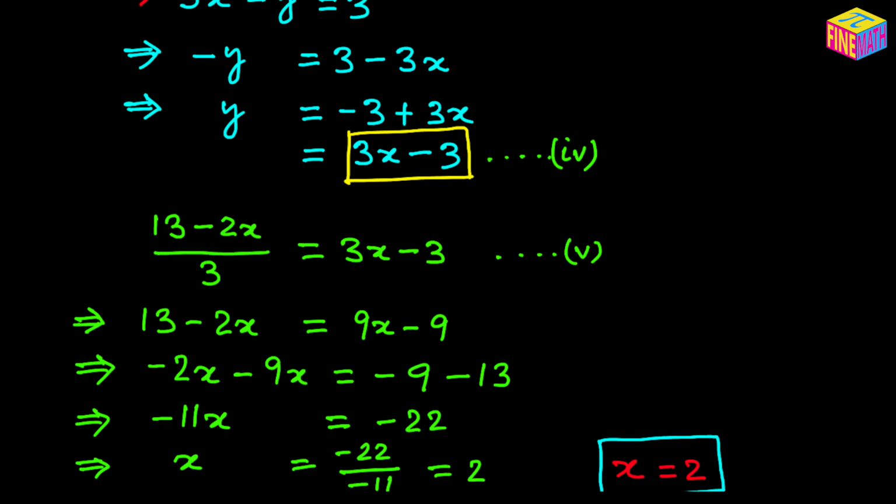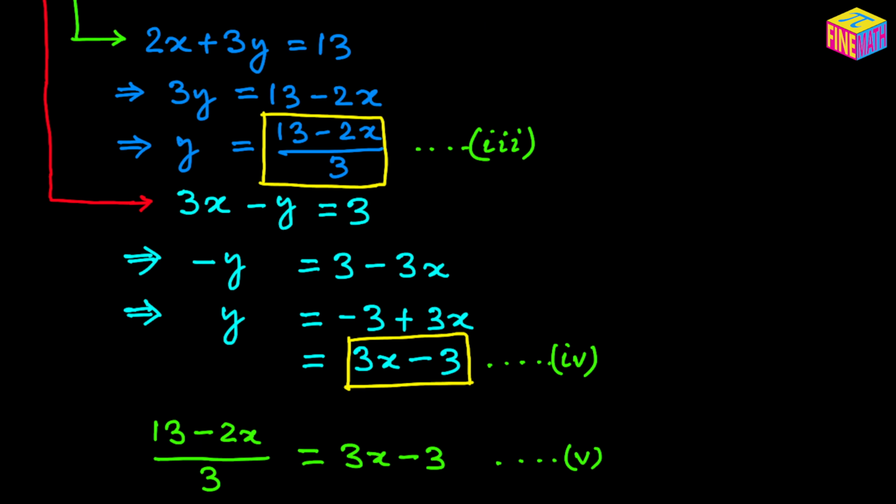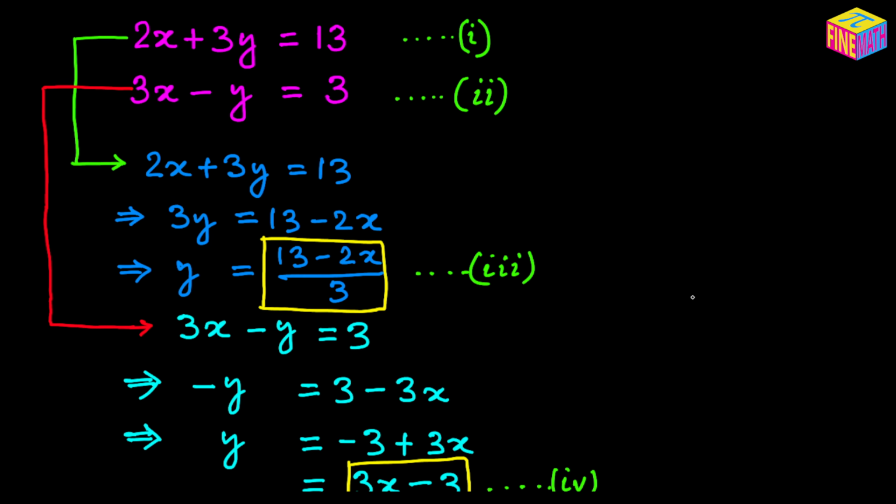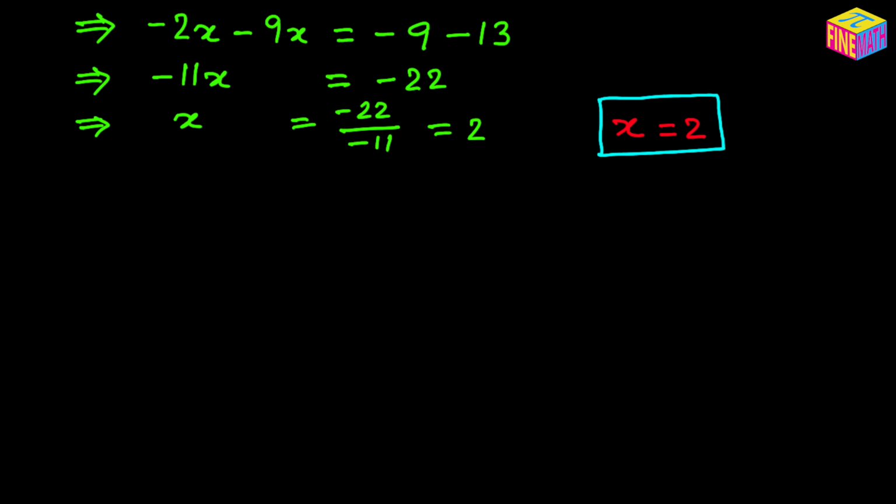So from both the equations again we are going to try to find the value of x in terms of y, and then again we will compare them for equality. So let's do that. So our original equations are like this. We had 2x plus 3y is equal to 13, and then we had 3x minus y is equal to 3.